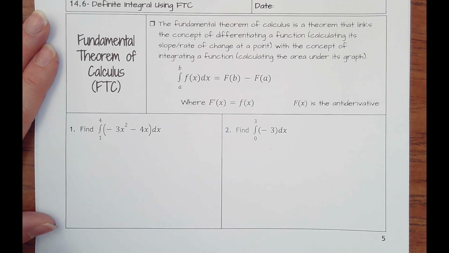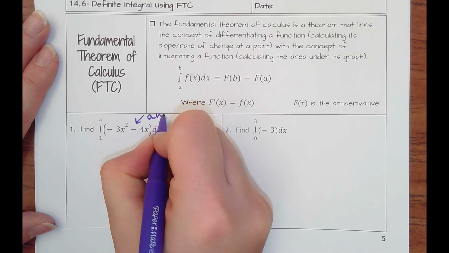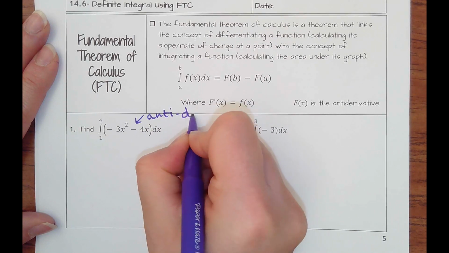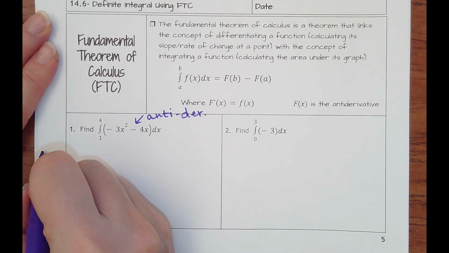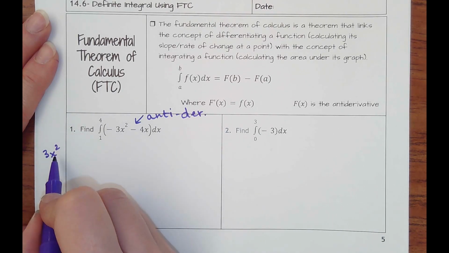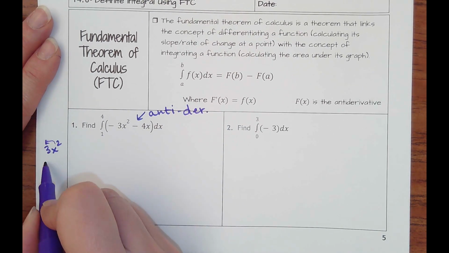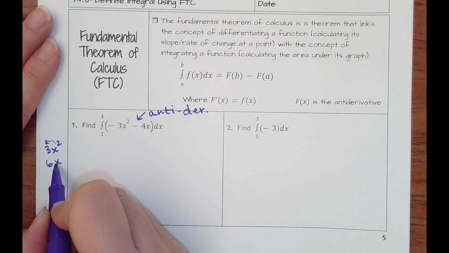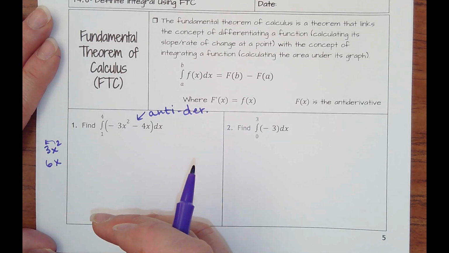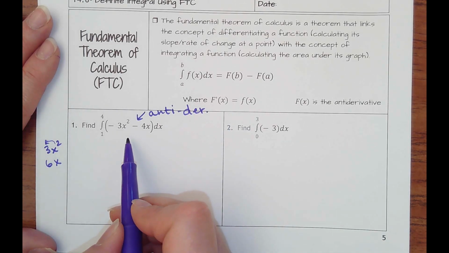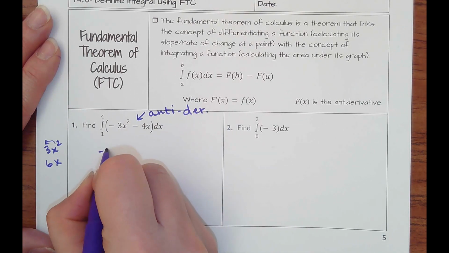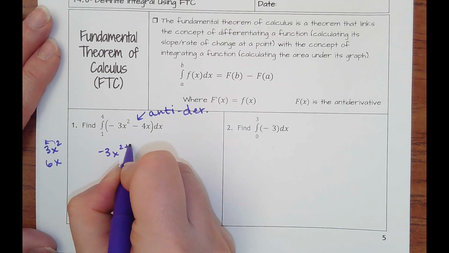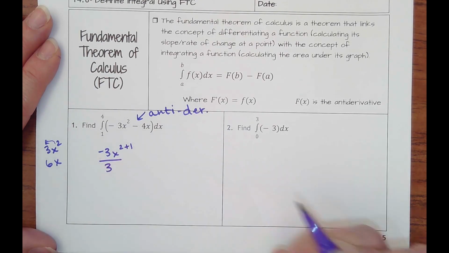So what I want to do is take the antiderivative. Remember, that is doing the opposite of taking the derivative. The derivative would say, if I have this, I would take the 2 times the 3 and get 6, and then subtract 1 from the power. Now I'm doing the opposite, where I'm going to add 1 to the power and then divide by that new power. So if I've got negative 3x squared, I'm going to add 1 to the power, which is 2 plus 1 is 3, and divide by that 3.